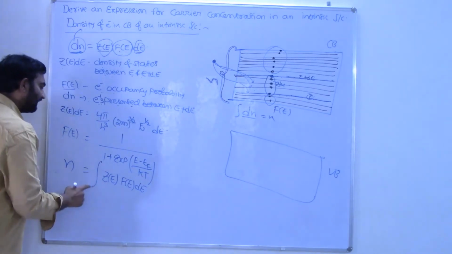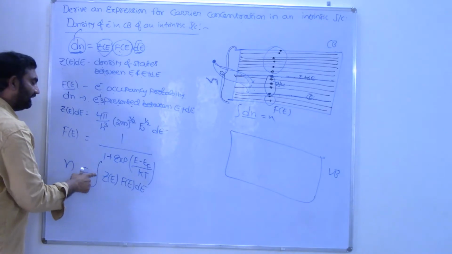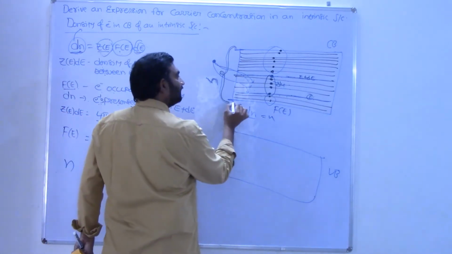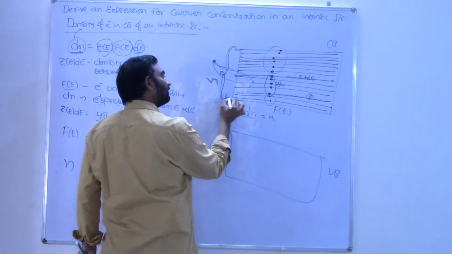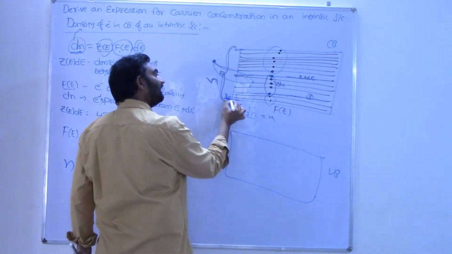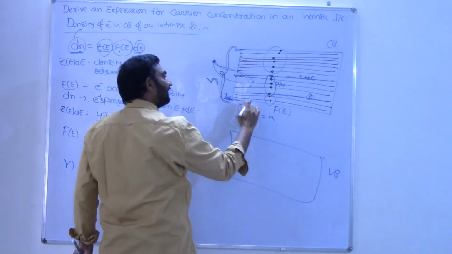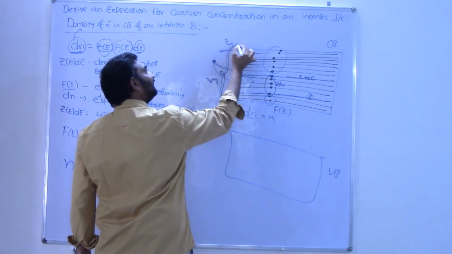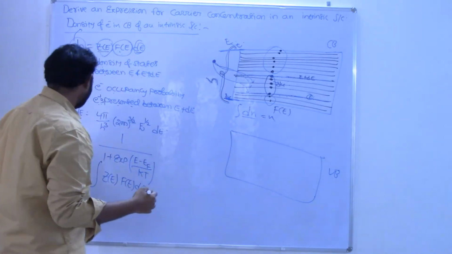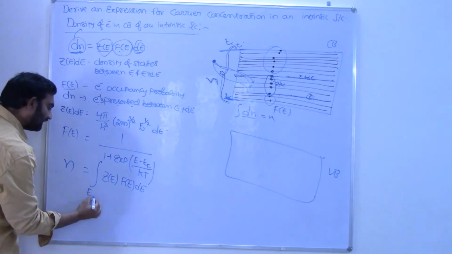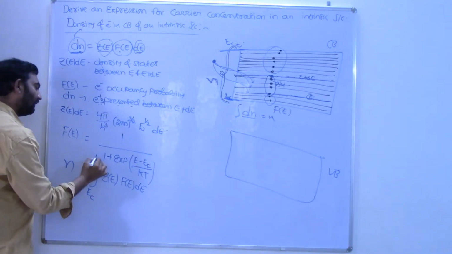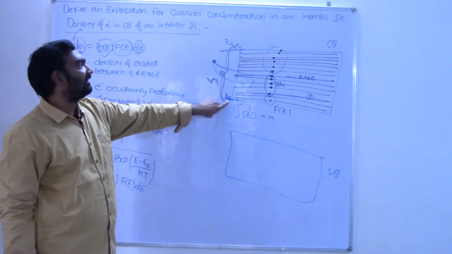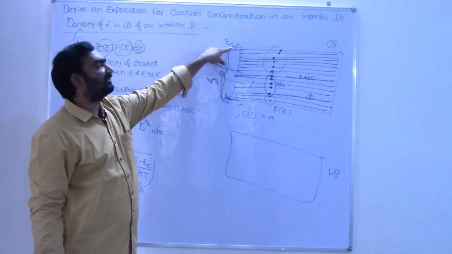So what are the limits? Integral of Z(E) into F(E) dE. What is the upper limit? What is the lower limit? Let us assume that the least energy level in the conduction band is EC. What is EC? The lowest energy level in the conduction band. The highest energy level in the conduction band is ECT. So you have to integrate from the bottom energy level to the top energy level, ECT. Here EC is the bottom energy level and ECT is the topmost energy level in the conduction band.